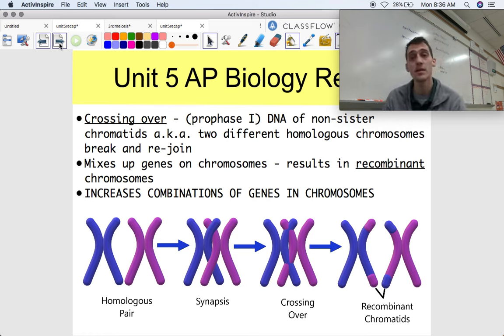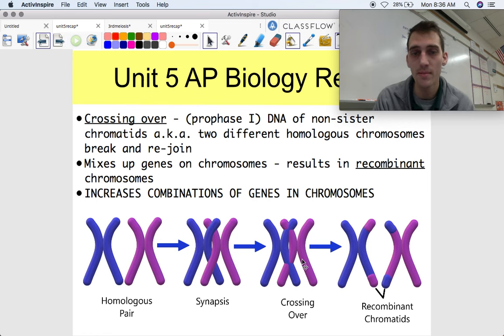Okay, the other thing that's going to throw a whole lot of genetic variation into it is something called crossing over. All right, and you should do an activity in your AP Biology class about crossing over and how this works. This happens during prophase 1, where the DNA of non-sister chromatids, aka two different homologous chromosomes, break and rejoin. This mixes up the genes on chromosomes and results in recombinant chromosomes.